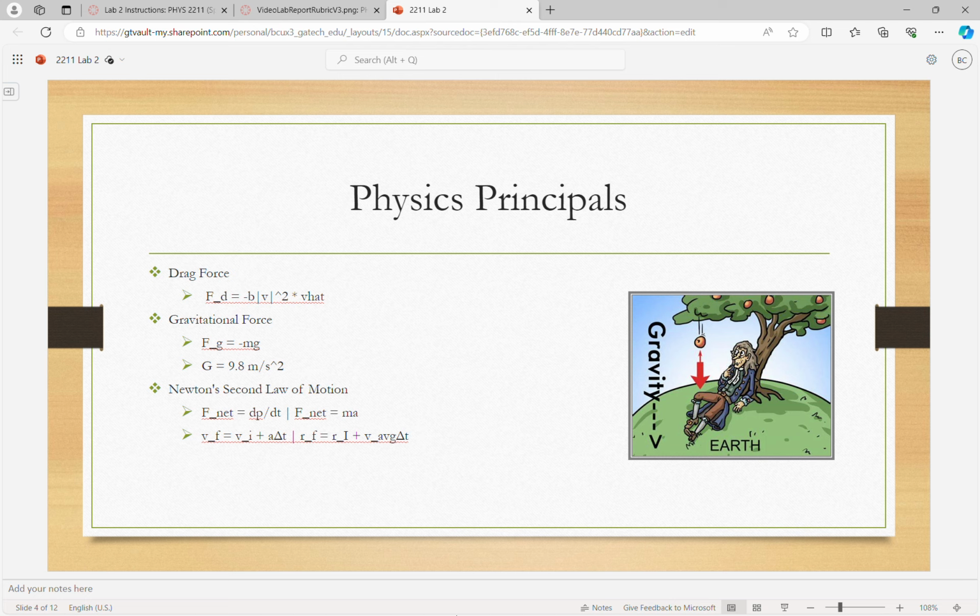Gravitational force, obviously the big one, is going to cause the ball to fall. It's going to be negative mass times the acceleration of gravity. And obviously we're on Earth, so the gravity is going to be 9.8 meters per second squared. And then Newton's second law of motion allows us to get velocity and position from acceleration, and Tracker is able to do this for us.